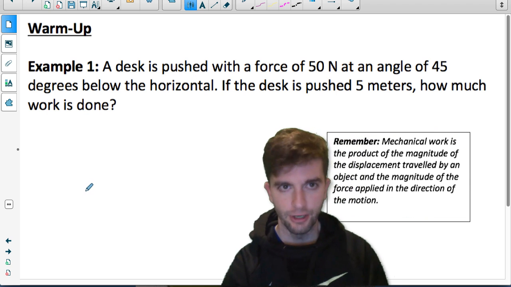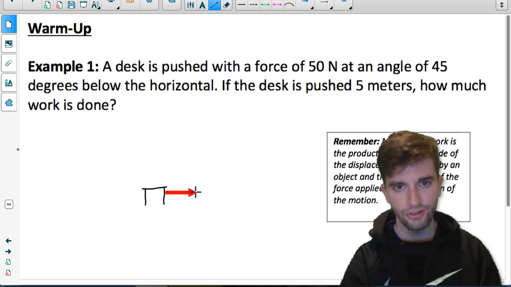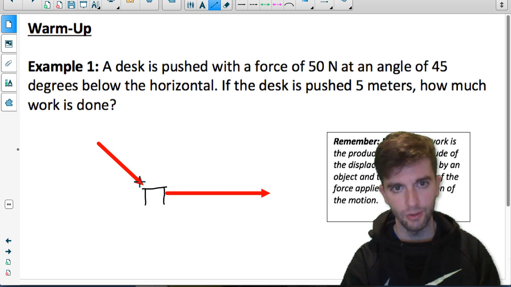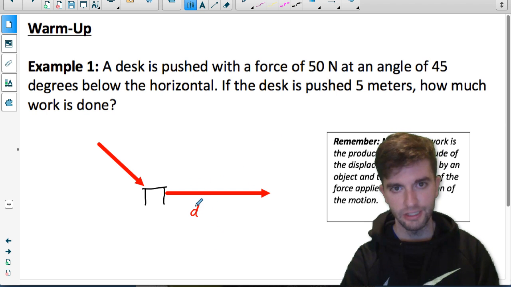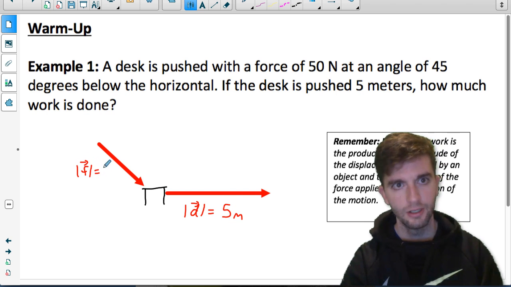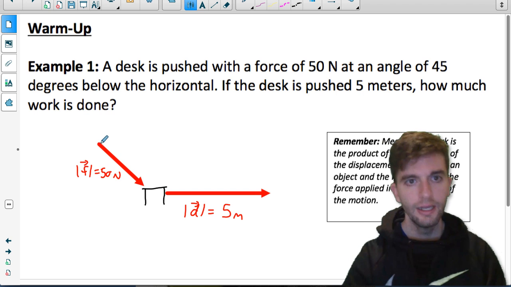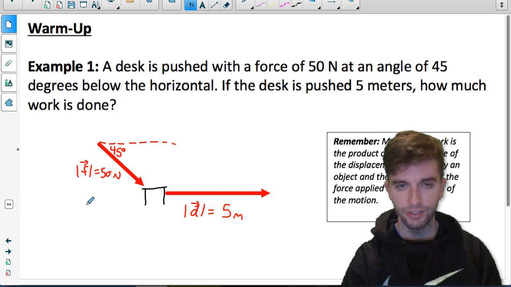So let me draw a vector diagram of this scenario so we can better understand what it's asking. I started by drawing my desk. This desk has a displacement of 5 meters, and there is a force being applied to this desk at an angle of 45 degrees below a horizontal. Let me label these two vectors and indicate their magnitudes. This is my displacement vector, and I know its magnitude is 5 meters. And this is my force vector, and I know its magnitude is 50 newtons. And I know the direction of this vector is 45 degrees below a horizontal. So I'll draw in an imaginary horizontal and label this angle 45 degrees.